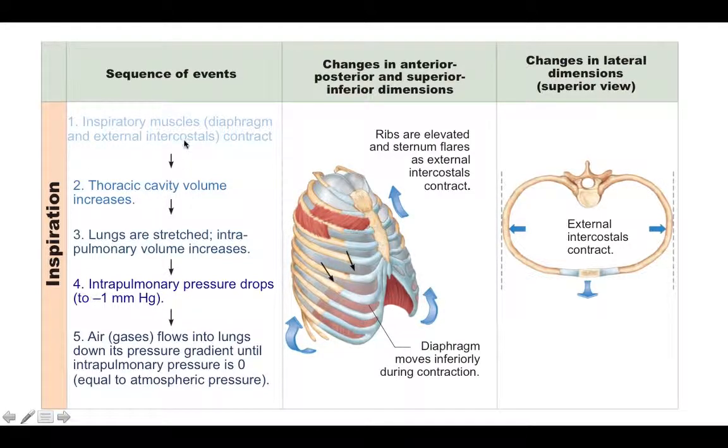So again, the inspiratory muscles contract. The volume of the thoracic cavity and the lungs are going to increase. When that volume increases, the pressure inside the lungs is going to decrease, and that's going to allow air to flow down its pressure gradient into the lungs.